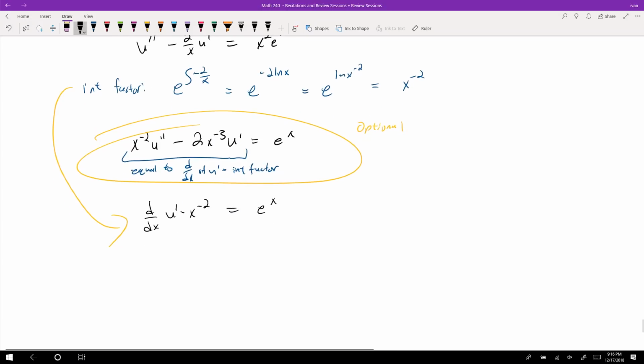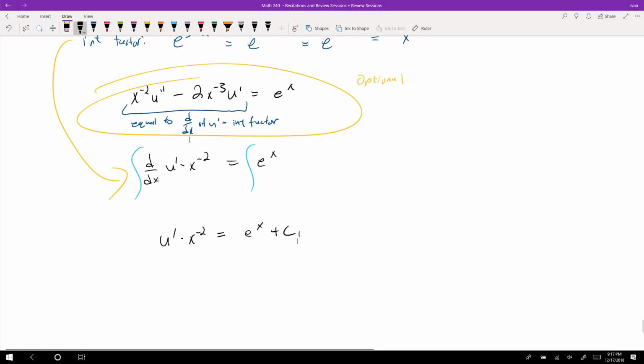Okay, so now what? Now we can integrate. So let's bring in the integrals. This integral just gets rid of that d dx. This is u prime times x to the negative 2, which is equal to e to the x plus c, let's call it c1. Now we want to isolate u so we can integrate. So we multiply the entire thing on both sides by x squared, or we divide by x to the negative 2, your choice. So you get u prime is equal to x squared e to the x plus c1 x squared.